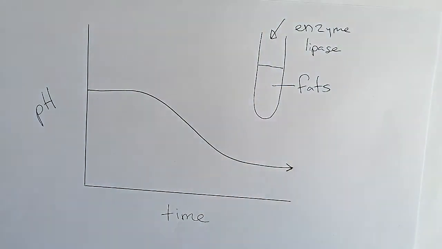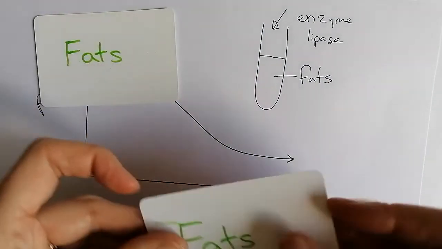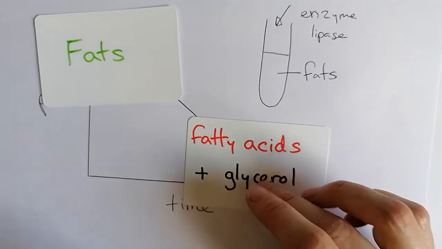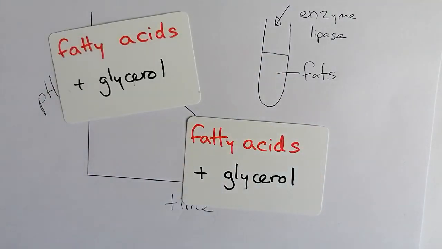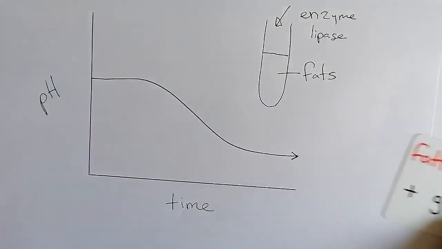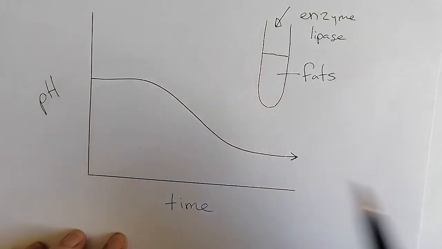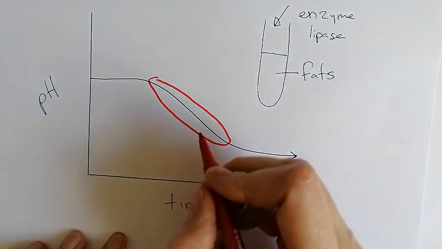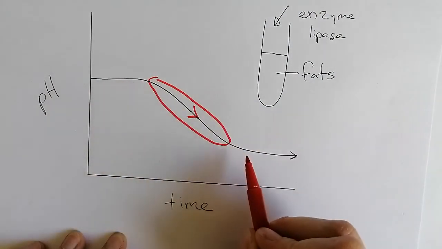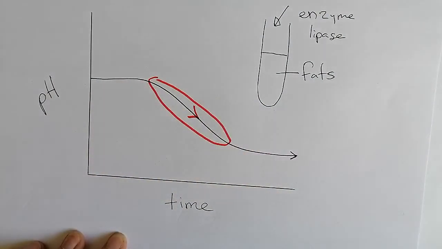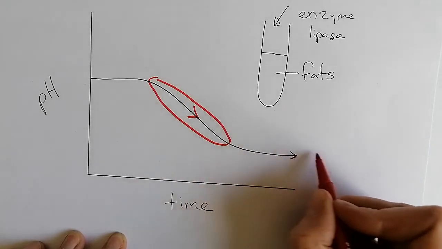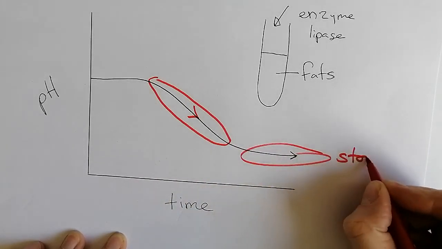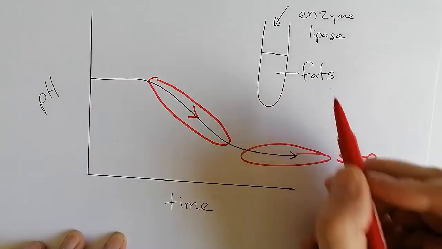And that lipase enzyme will take those fats, and one by one, it will catalyze them, break them down into fatty acids and glycerol. And when it breaks them down into fatty acids and glycerol, the pH will become more acidic because of the acid bit, so the pH will fall. So this bit here, this is the reaction taking place because the pH is going down. So this is where the reaction is taking place. This level here is where the reaction has finished. Most likely because every single fat molecule has already been used up.